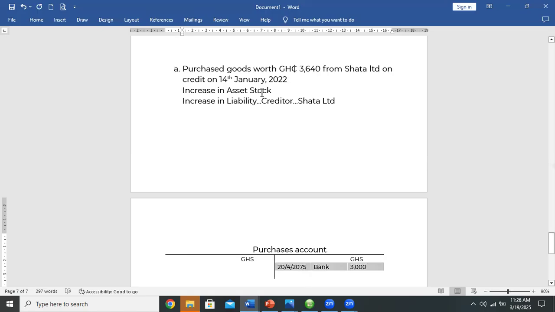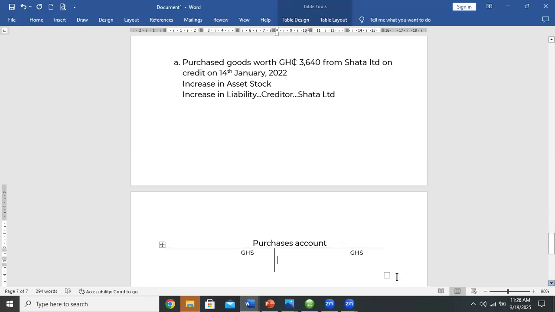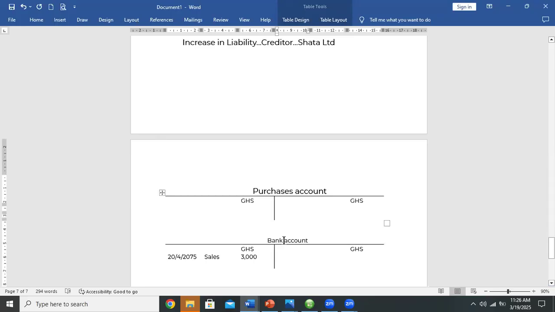Then the other account will be the liability, which is creditor Shatter. So use the name of the creditor, Shatter. Okay. If you don't have the name, then you can write creditor. But if you have the name, use the name. So this time it's Shatter Limited.